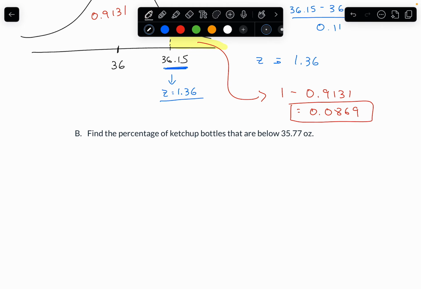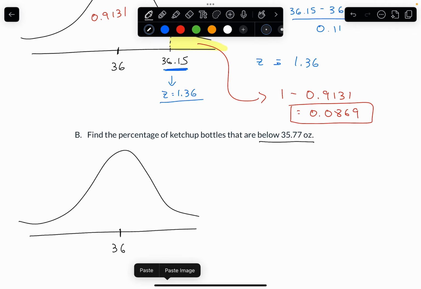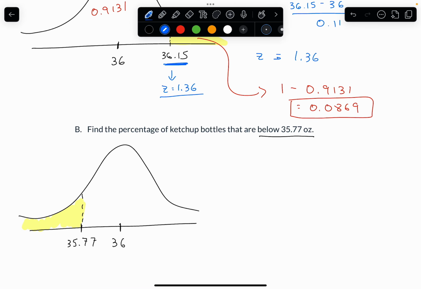Part B says find the percentage of ketchup bottles that are below 35.77 ounces. Again, I'm going to take a second just to go ahead and draw out what this looks like on our normal curve. So here's my normal curve. The mean we said was 36, and 35.77 is less than the mean, so it's going to live somewhere over here on the left. So let's say here's 35.77, and I would like to know the percentage that are below this value. In other words, less than that value. So I must be talking about the area to the left over here.